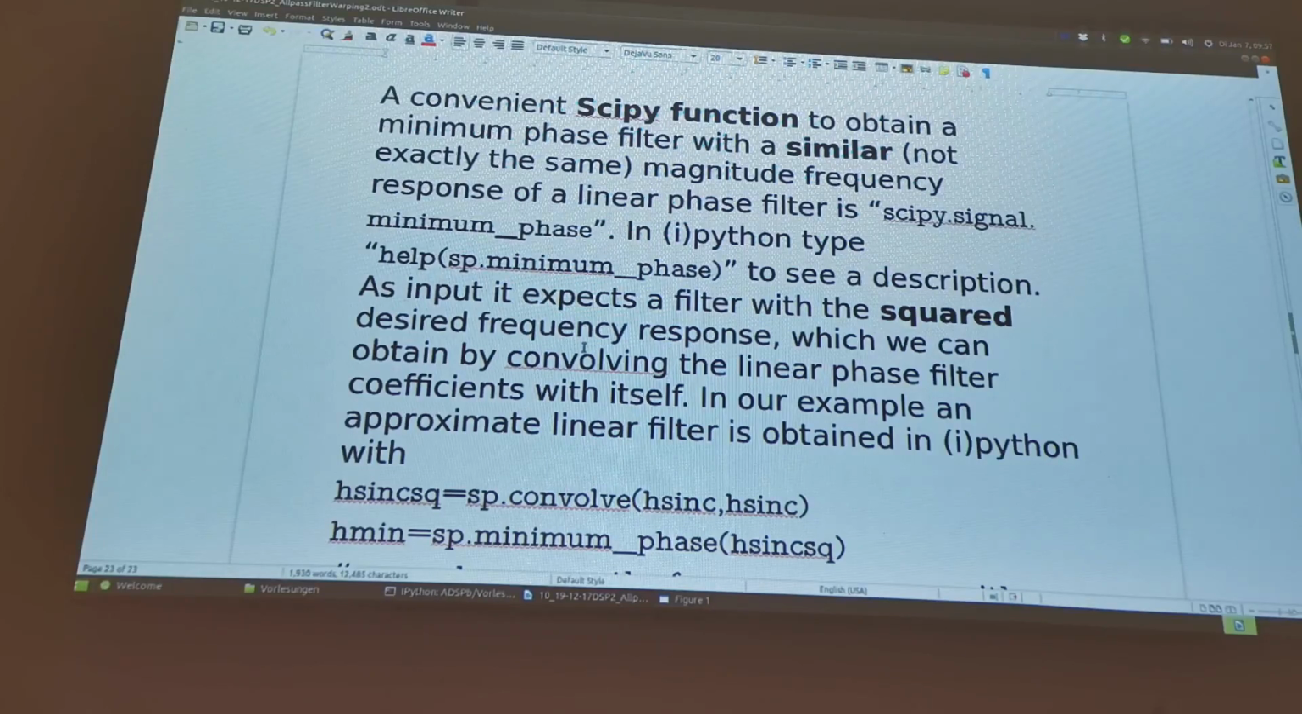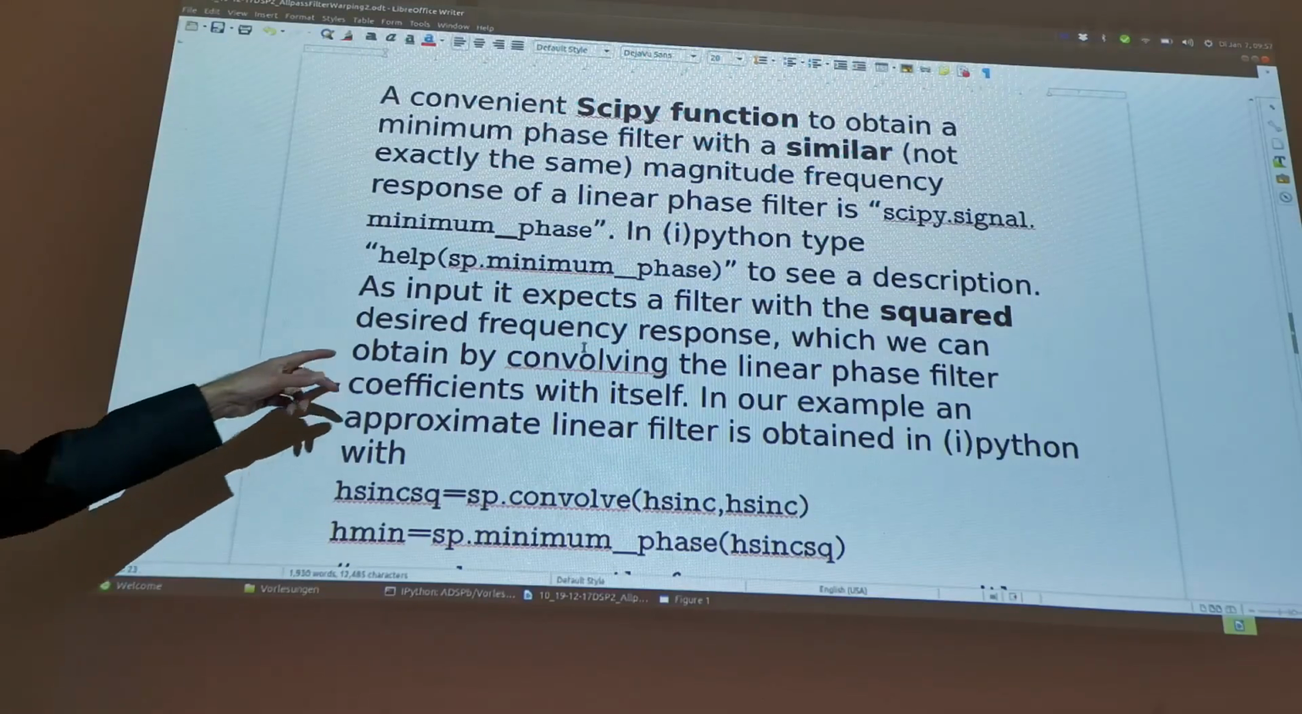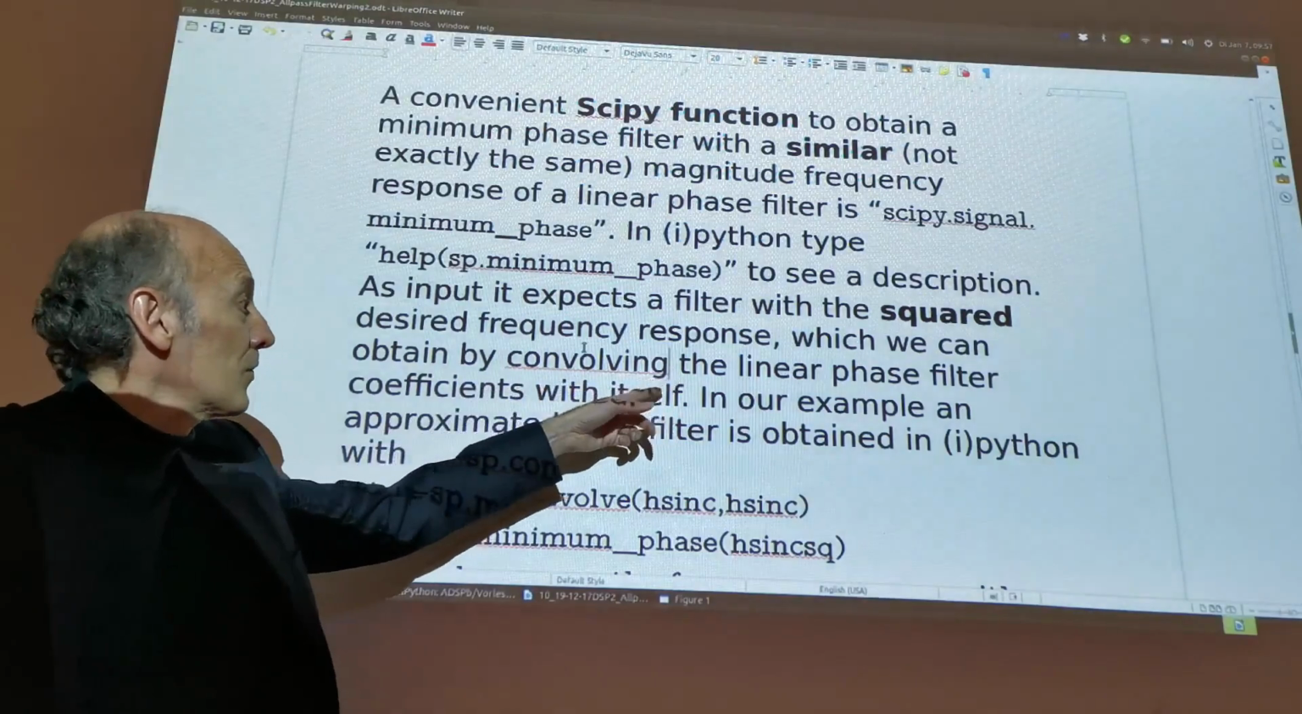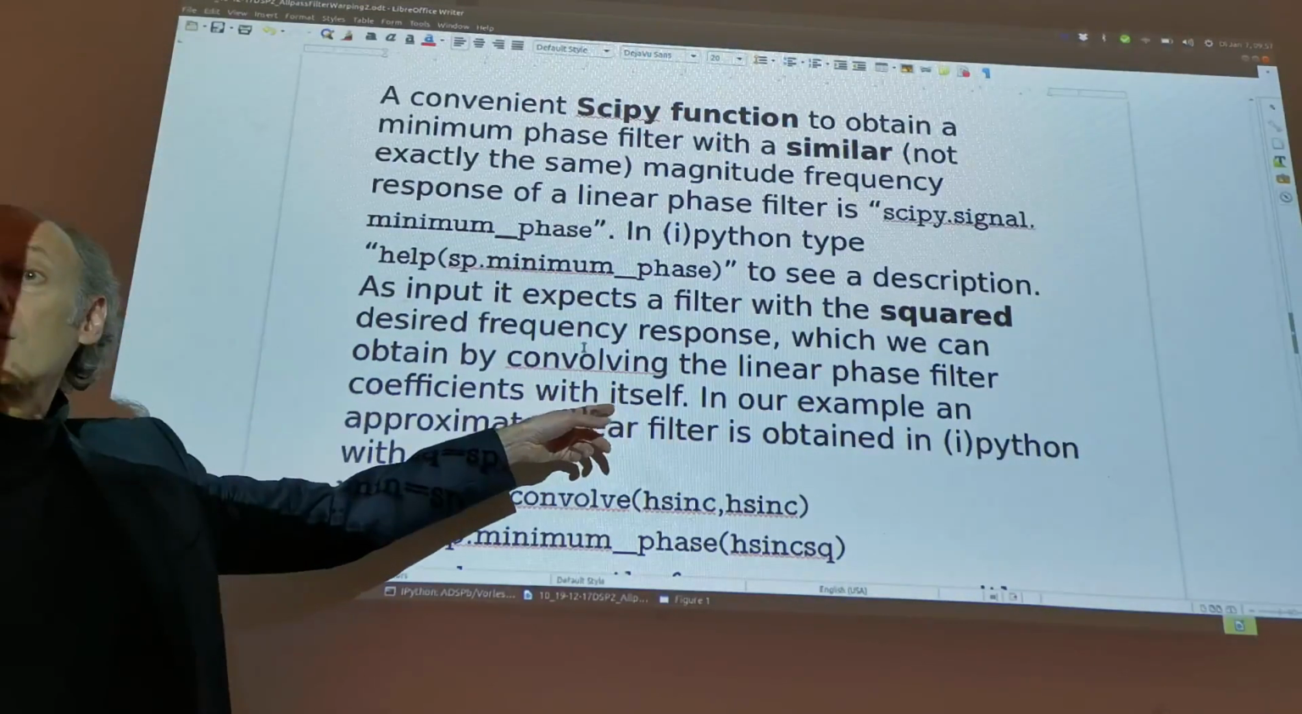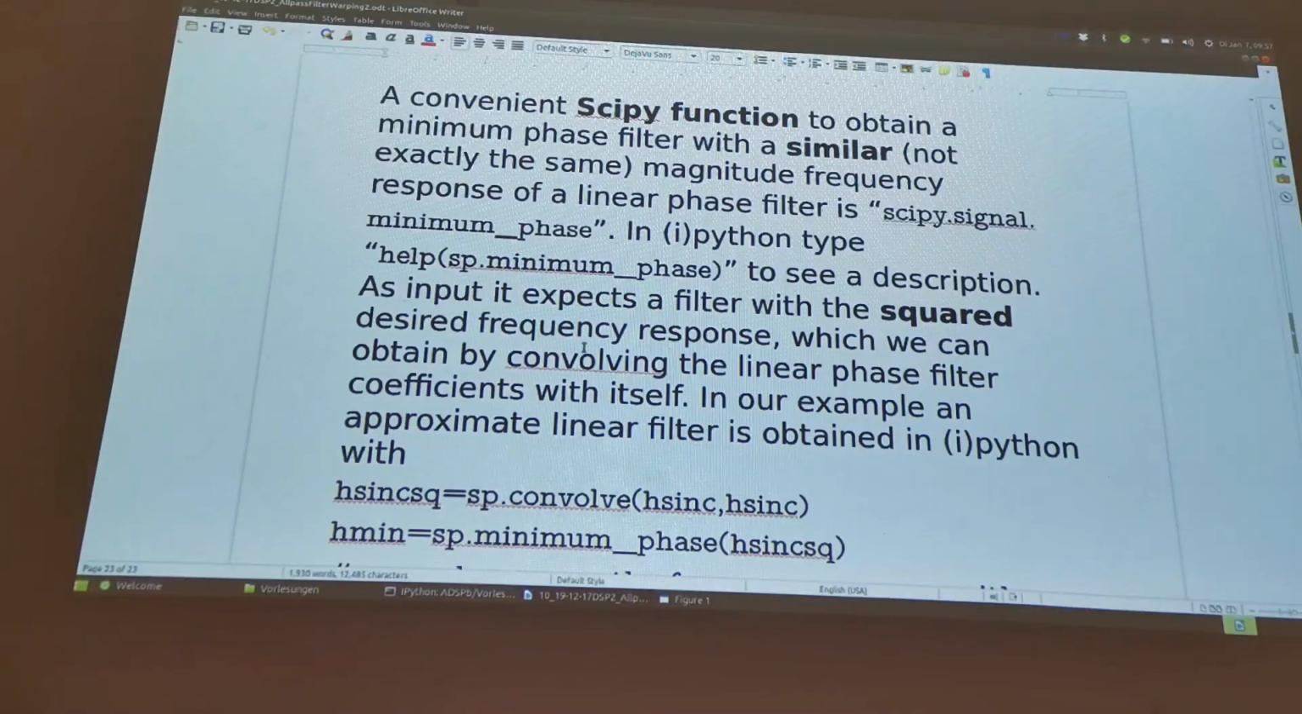Yeah, and this squared frequency response can be obtained by convolving the linear phase filter coefficients with itself. Right. Basically, convolving in the time domain is squaring in the frequency domain. Remember? Convolution is multiplication in frequency domain.